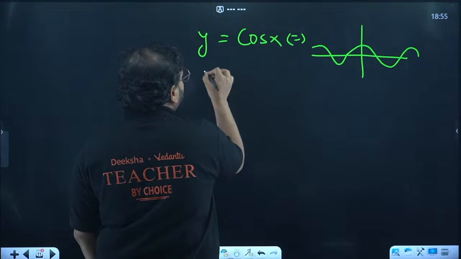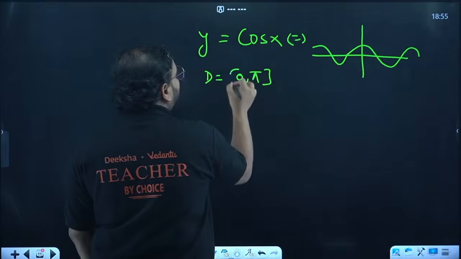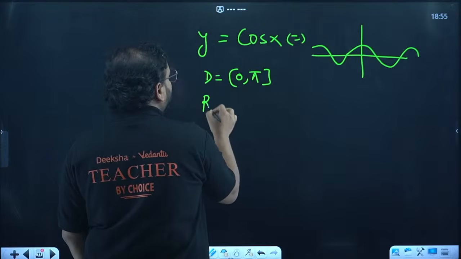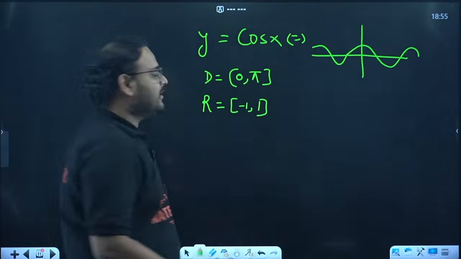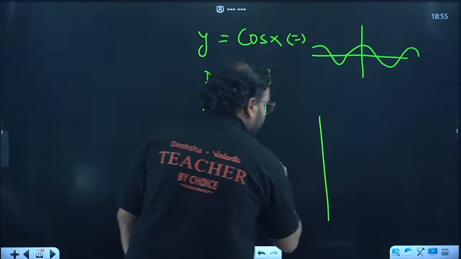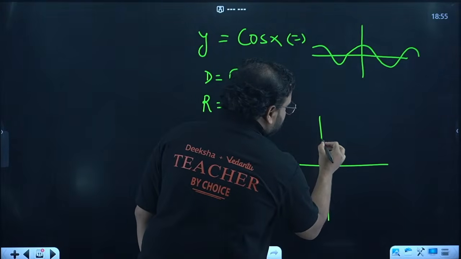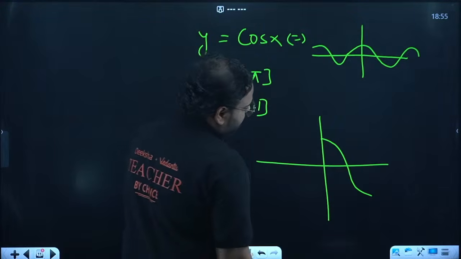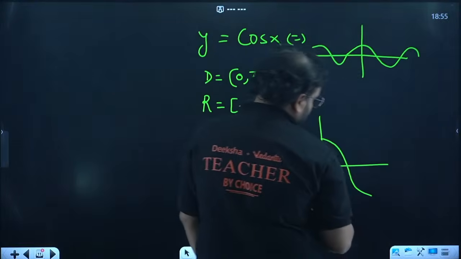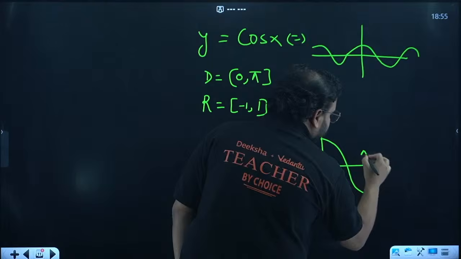If you define the domain as 0 to pi. Why will I do that, sir? Because I need to keep the range always the same, which is minus 1 to 1. Now if I do that, the function is changed. For 0 to pi, the graph starts from here and goes all the way till here. So this is the value 0 and this is the value pi.